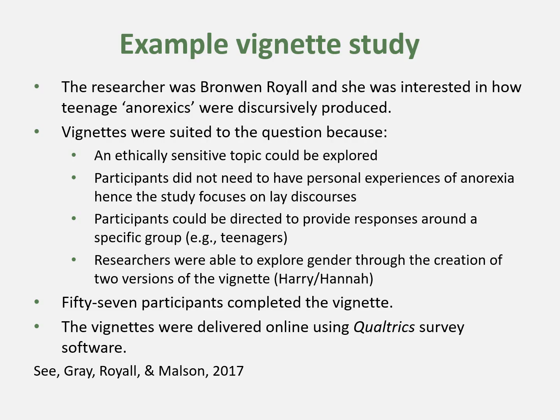And vignettes were really useful because people didn't have to have personal experience of anorexia, so they could focus on wider lay public understandings, that the vignette could direct participants to focus on a particular group. So Bronwyn was interested in perceptions of teenagers with anorexia, and they could also use a comparative design and explore gender. So there were 2 versions of the vignette. A teenage girl with anorexia and then a teenage boy with anorexia, so they could explore how gender intersects with perceptions of anorexia. 57 participants completed the study, and it was an online delivery using Qualtrics.